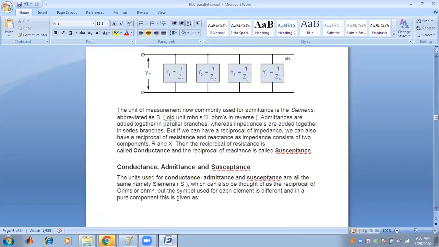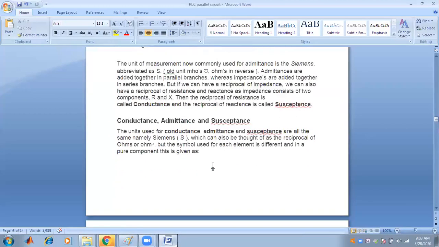So admittances are added together in parallel branches, whereas impedances are added together in series branches. If we can have a reciprocal of impedance, we can also have a reciprocal of resistance and reactance, as impedance consists of two components, that is R and X. Then the reciprocal of the resistance is called the conductance, and the reciprocal of reactance is called the susceptance. So we are now concentrating on conductance, admittance, and susceptance.